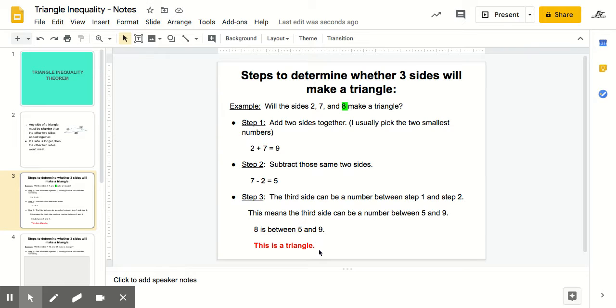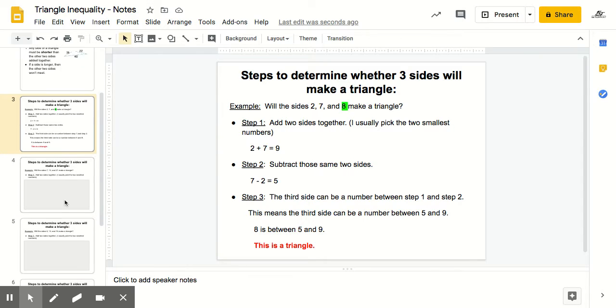Okay, so three steps. First, you're going to add two sides together. Then we're going to subtract two sides. And those two numbers that we get, the third side has to fall in between those two numbers. Okay, if it didn't fall in between those two numbers, then this is not a triangle, because the sides won't meet, they won't touch. Let's look at another example.